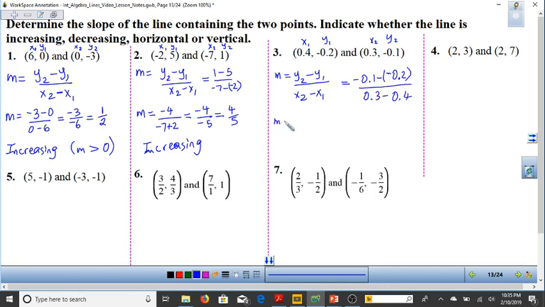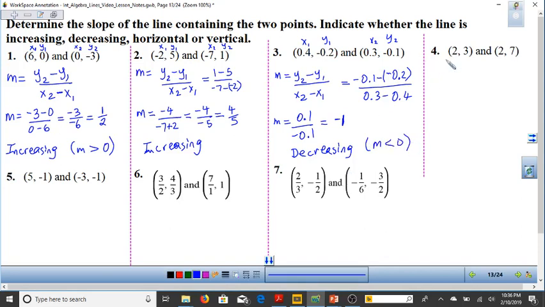Now, -0.1 minus -0.2 is -0.1 plus 0.2, which is +0.1. And then this is over -0.1. So a positive divided by the corresponding negative is just a negative, and the slope is -1. The slope is negative, so this line is decreasing because the slope is a number that is less than 0. The slope is less than 0.